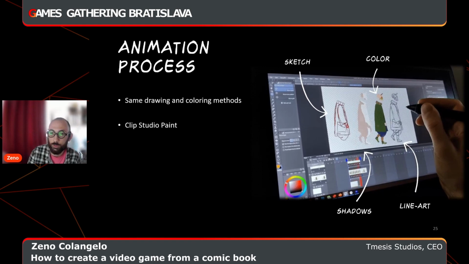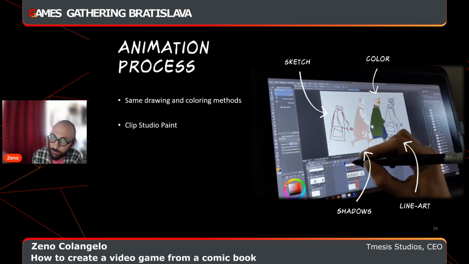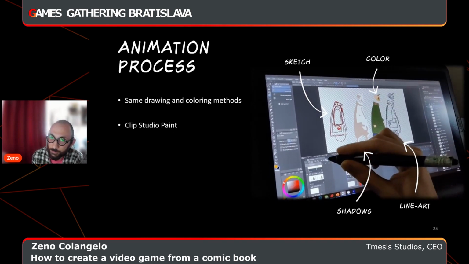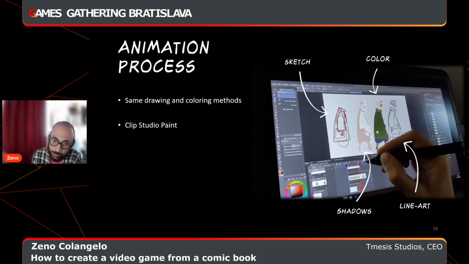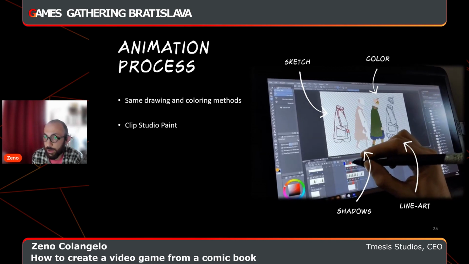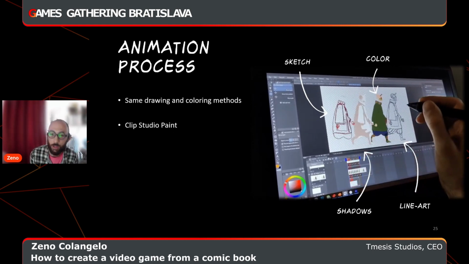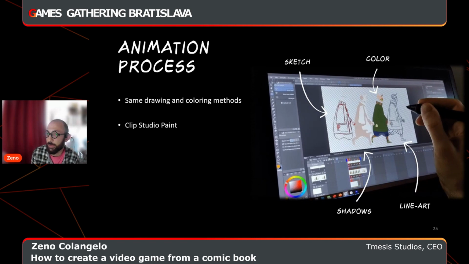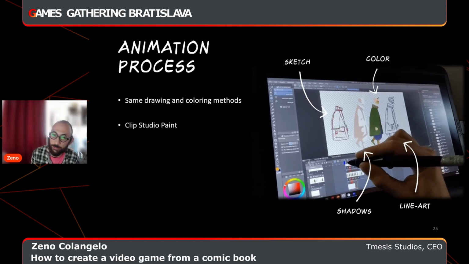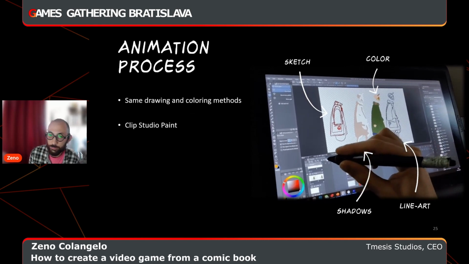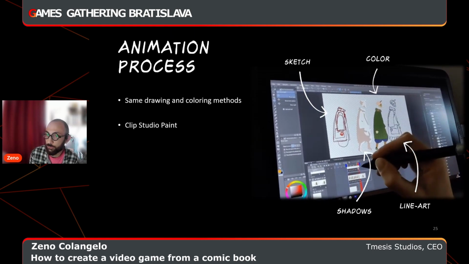So what I can say is that, like everything else in the game, my method of work is not far from the way I worked when I was a comic book author. I use the same program, in my case Clip Studio Paint, a very well-stocked program for both animation and illustration. And I use the same method that I would use if I made a comic book page. So starting from, as you see on the left, the sketch, and then the line art on the right, then flat color, and then shadow and light.